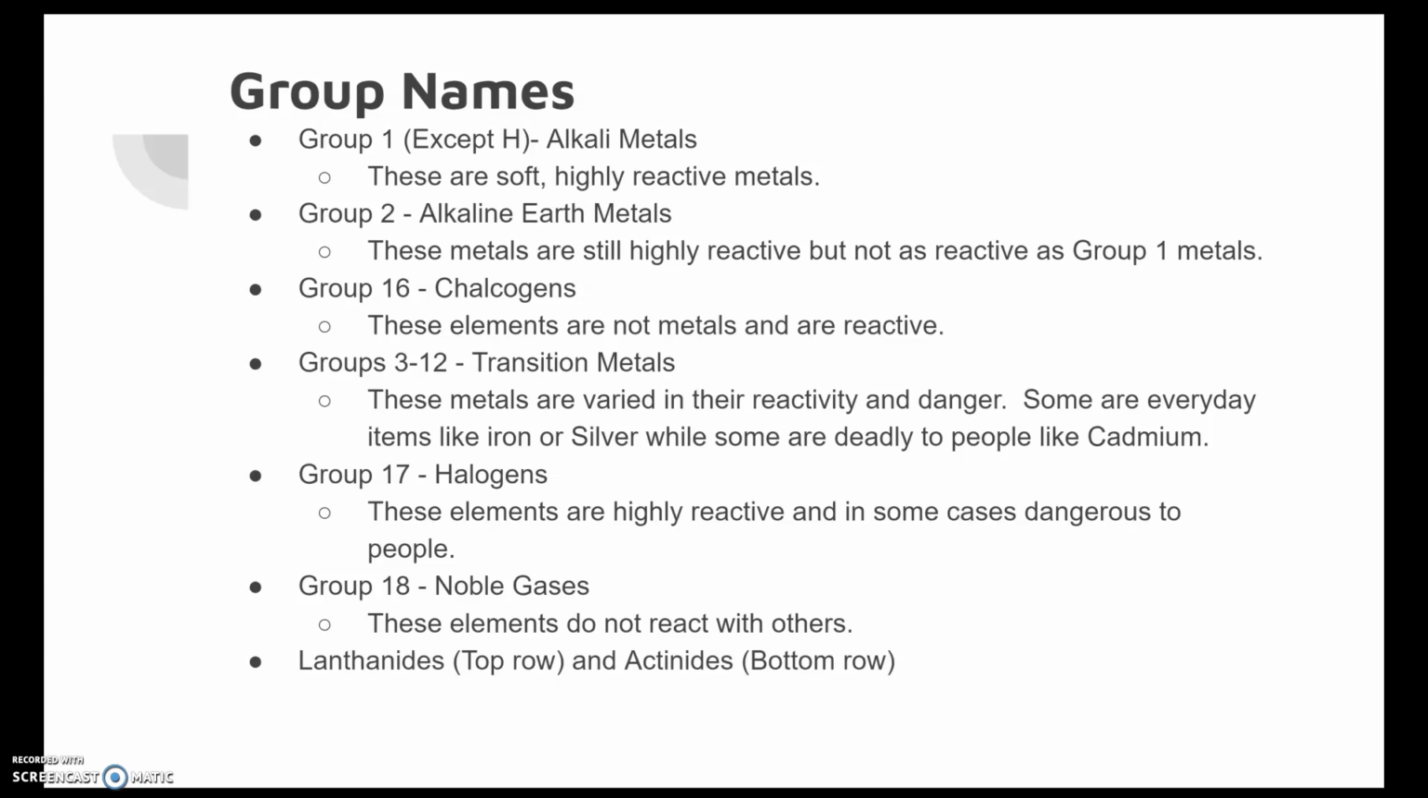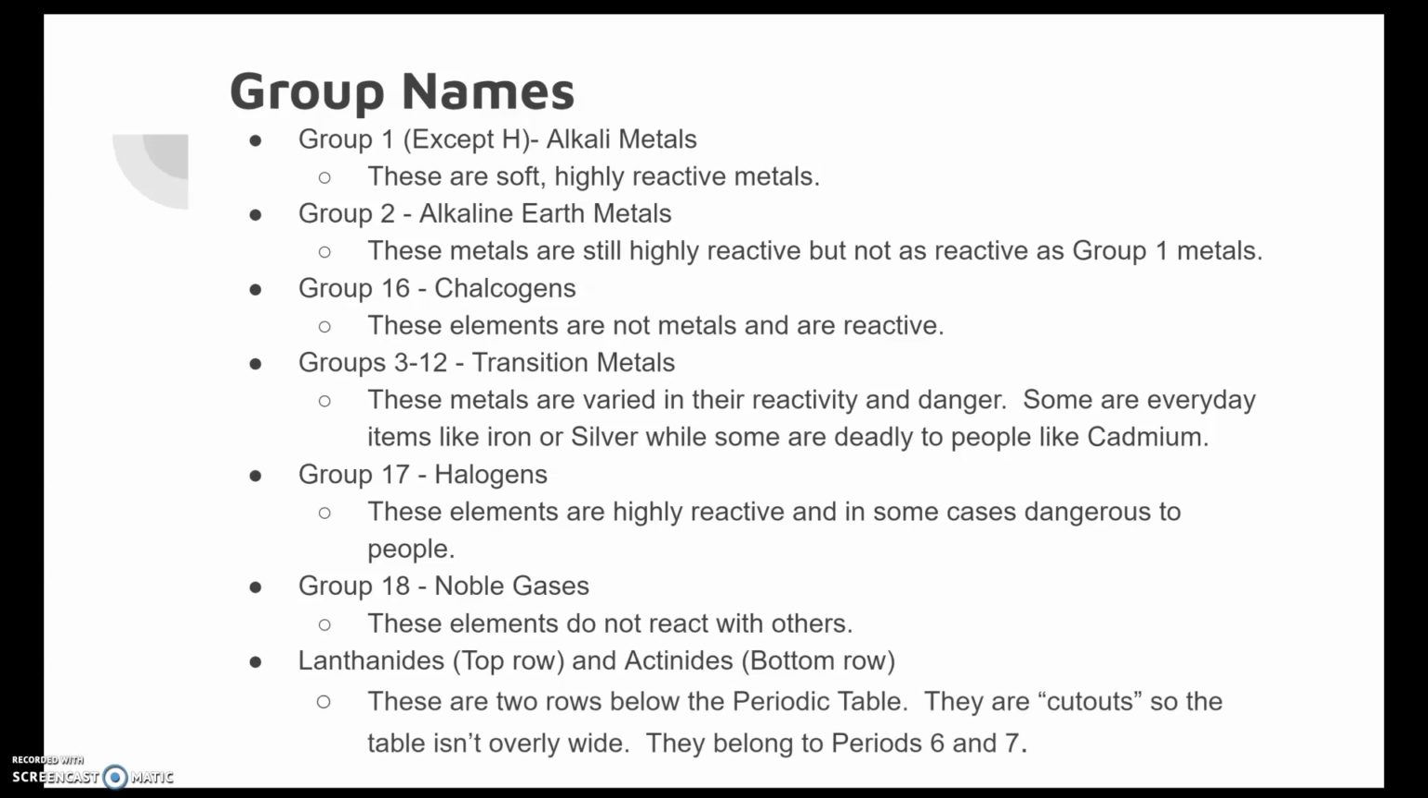Lanthanides are the top row at the very bottom of the periodic table that is not attached to the other tiles, and actinides are the bottom row. These two rows lie at the very bottom of the periodic table. They're cut out just because we don't want the table to be very wide. And they belong to periods 6 and 7.